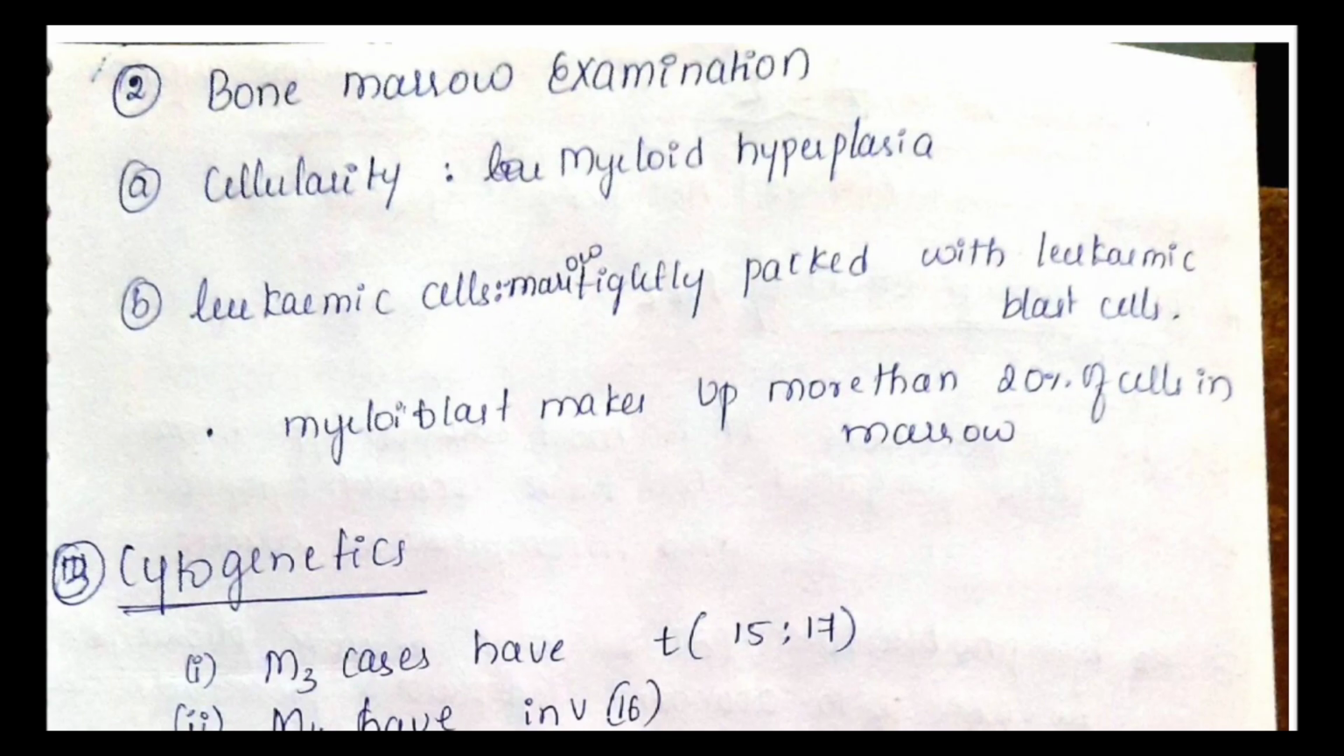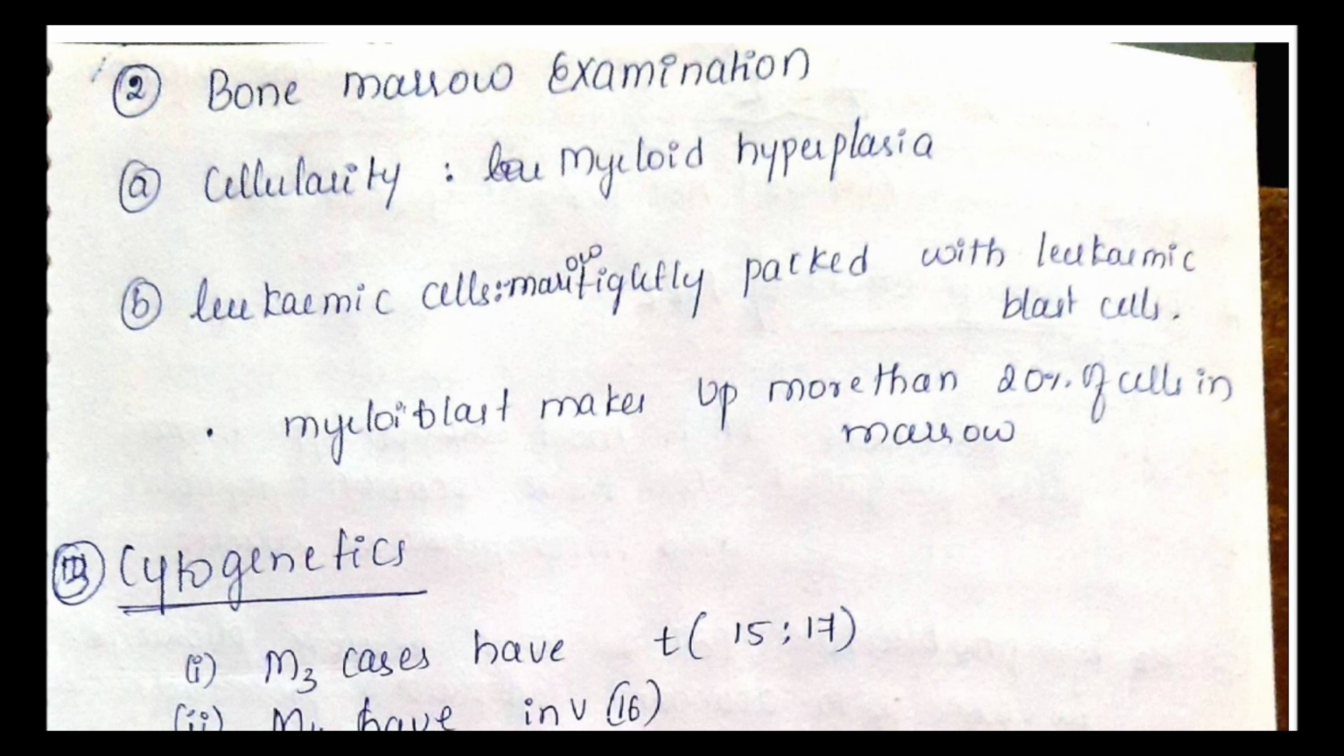Now coming to the bone marrow examination. On bone marrow examination, we will see hypercellularity, that is myeloid hyperplasia. Myeloid hyperplasia means the myeloid to erythroid ratio will be increased as myeloid cells are increased. Next is leukemic cells. Marrow is tightly packed with leukemic blast cells, and myeloblasts make up more than 20% of the cells in the marrow.